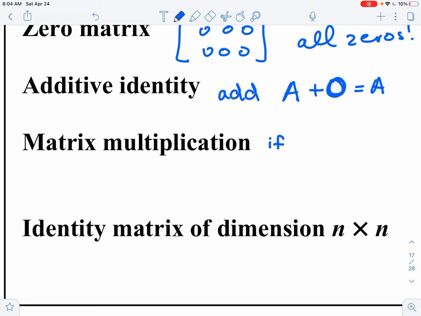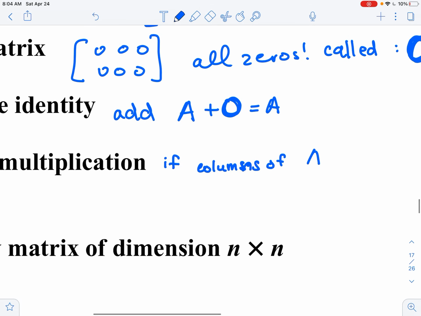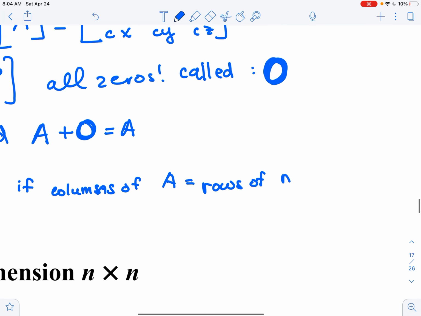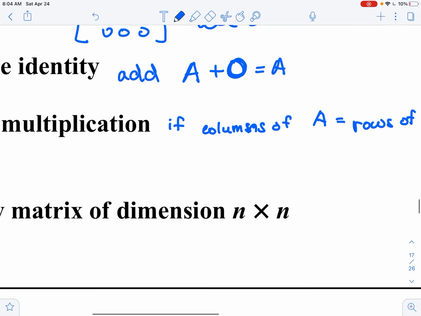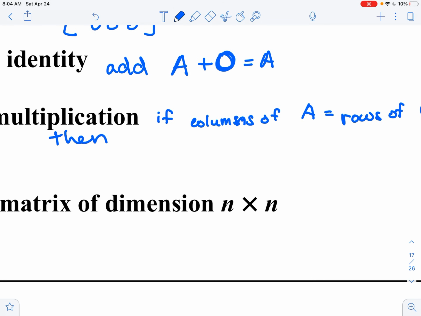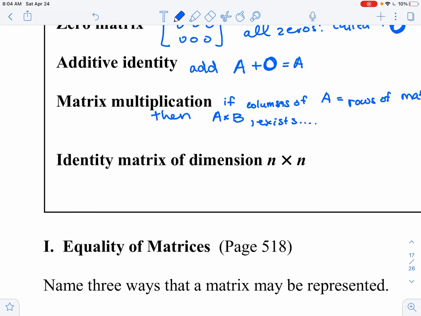If the columns of matrix A equal the rows of matrix B, then matrix A times matrix B can exist. Okay?